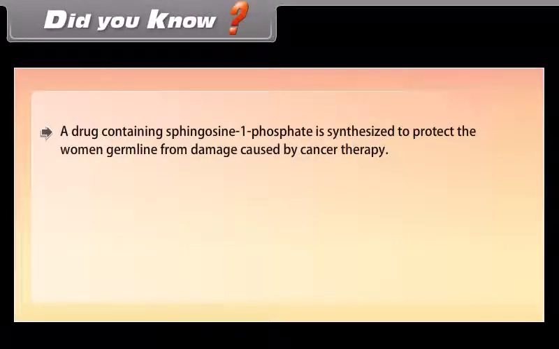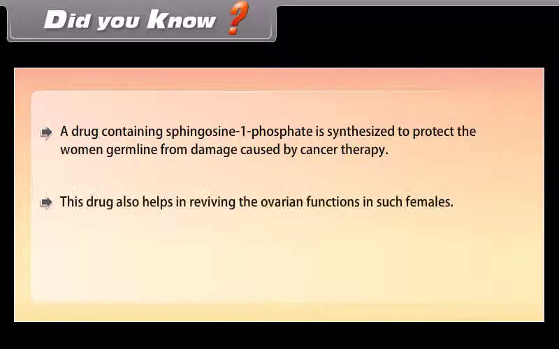Did you know? A drug containing sphingosine 1-phosphate is synthesized to protect the woman's germline from damage caused by cancer therapy. This drug also helps in reviving the ovarian functions in such females.